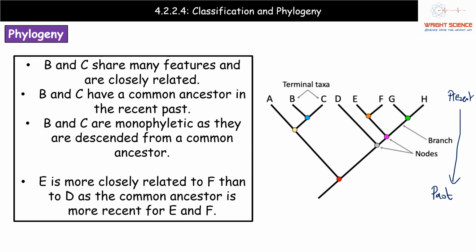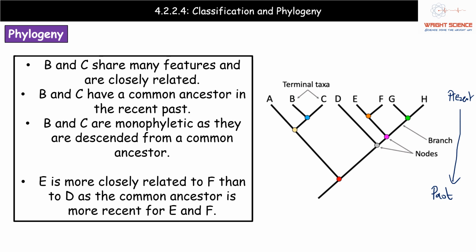Now, at each of the nodes, because we've made this assumption that it's a bifurcating pattern, then we are going to have two branches coming off from that node. Now, the node is representing this common ancestor. So let's have a look at one little section. Let's have a look at B and C.